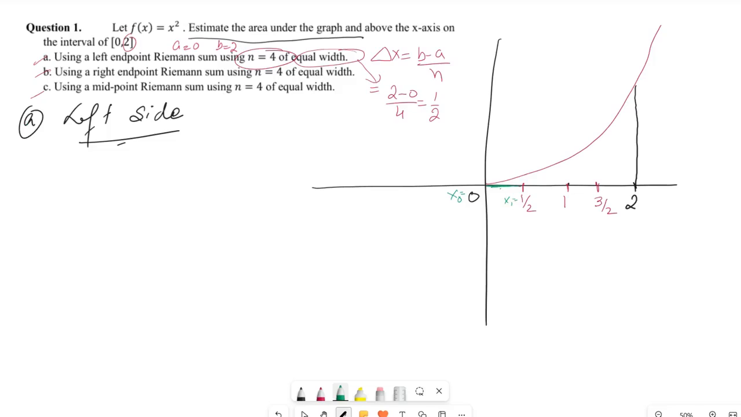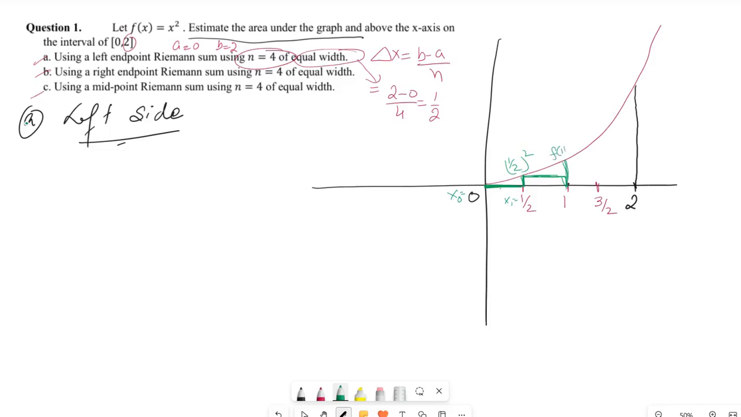So you're going to draw a rectangle with f of 0. f of 0 is just 0, so that is just the line. That's not even a rectangle, because f of 0 is 0. Then you draw a rectangle with the width of half, the width is same, okay? And height of f of half. f of half is this much. So that would be half squared, f of half. Then f of 1 is this much.